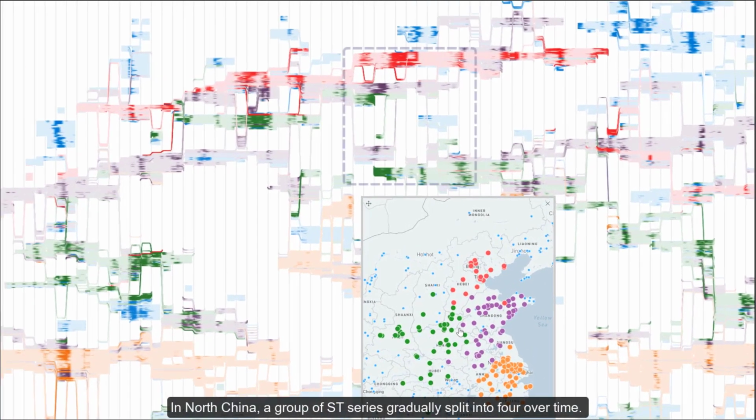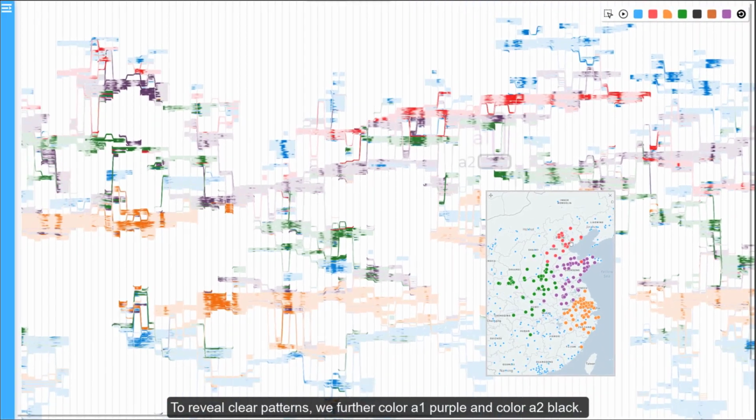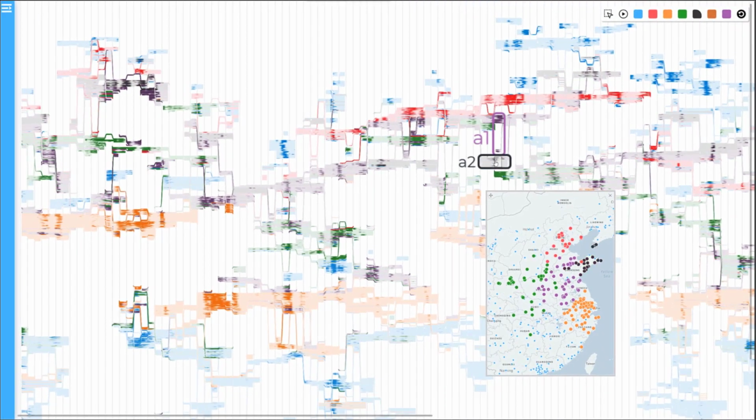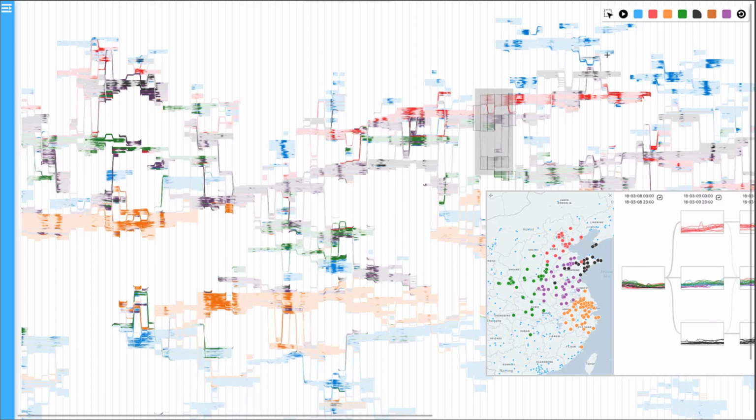In North China, a group of spatial temporal series gradually split into 4 over time. The red, green, and purple spatial temporal series all exhibited an increasing trend over time as their strokes became darker. To reveal clear patterns, we further color A1 purple and color A2 black. Then we brush these sessions and obtain the EVO lens.